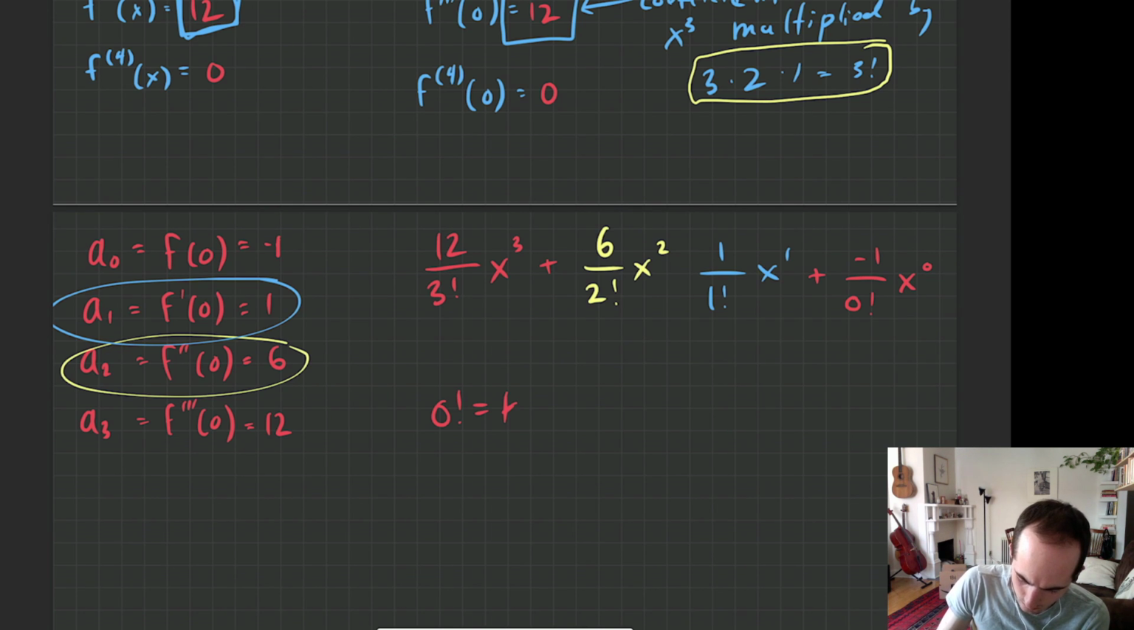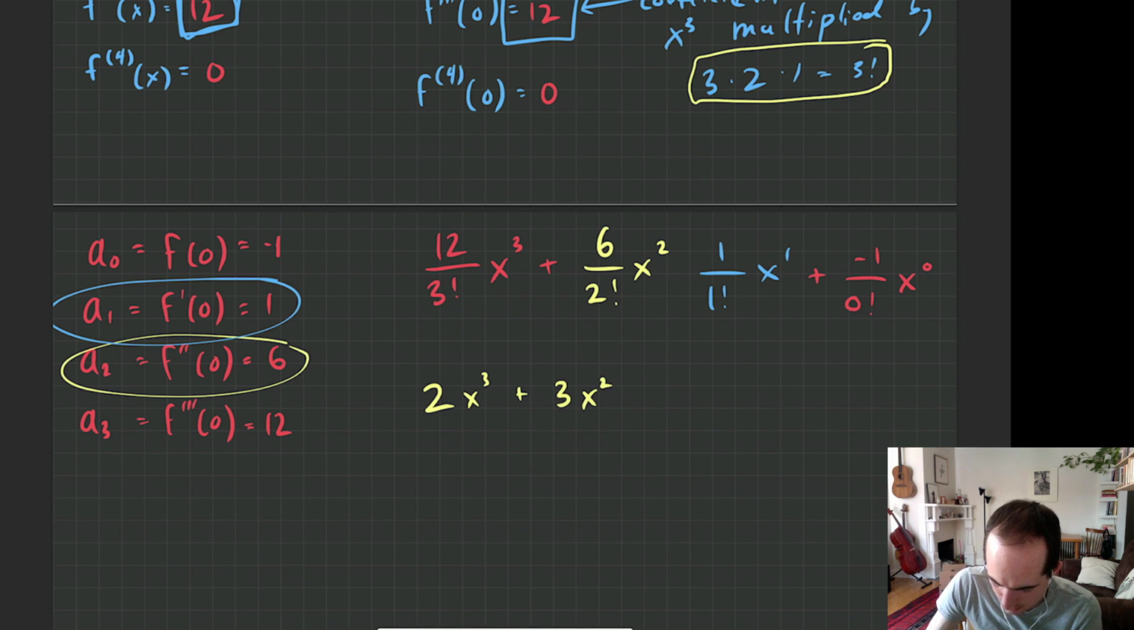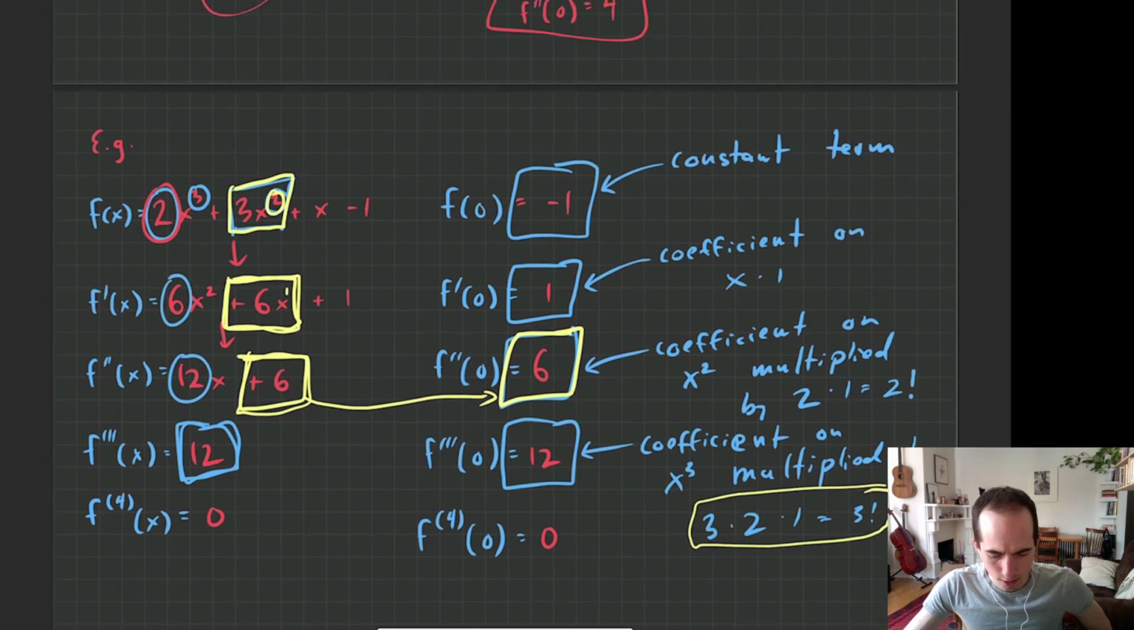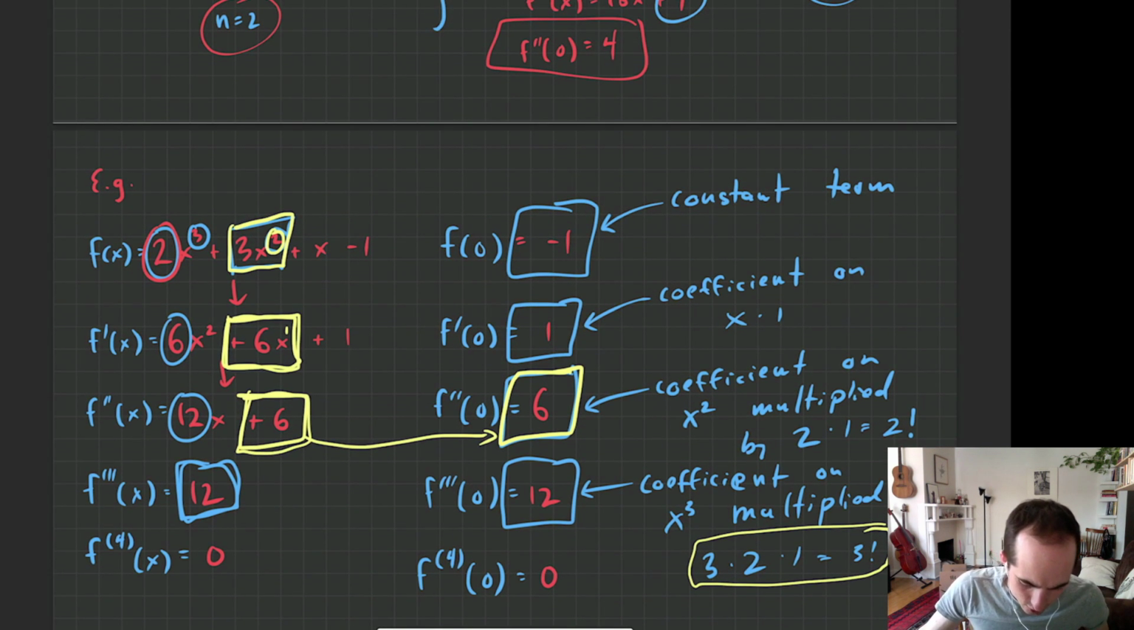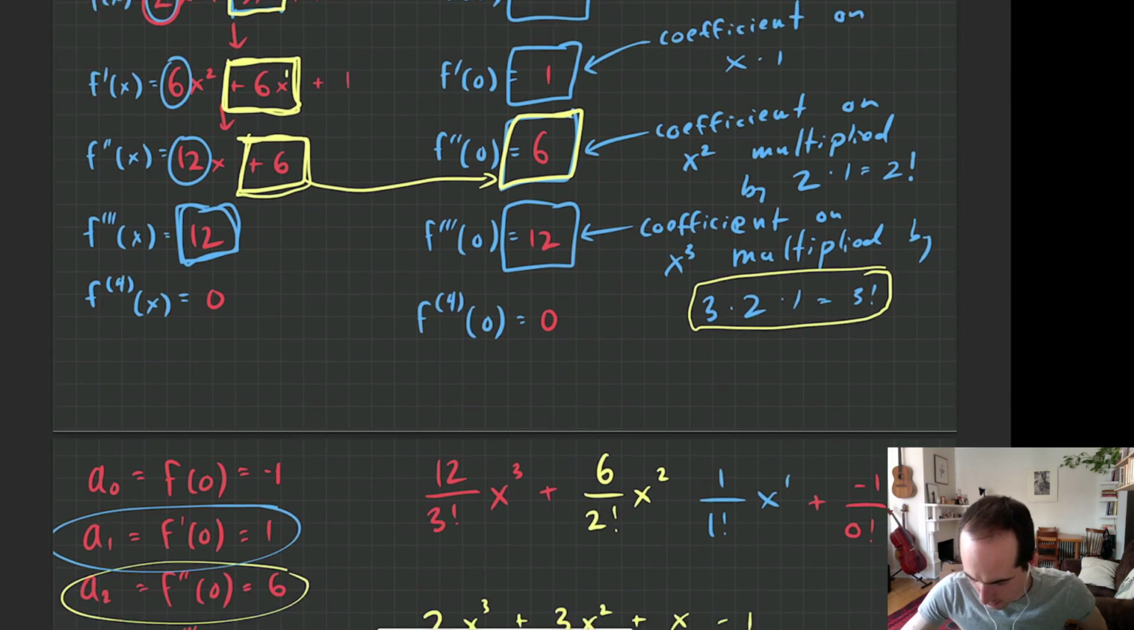And when we do that, you'll notice that we actually get our original polynomial back. So 12 over 3 factorial, that is 2. So we've got 2 times x cubed plus, well, 6 over 2 is 3, so I've got 3x squared. 1 over 1 is 1. Let's actually just write x. And negative 1 over 0 factorial times x to the 0, that's just negative 1. So that's the original polynomial that we had, right? It was 2x cubed plus 3x squared plus x minus 1.